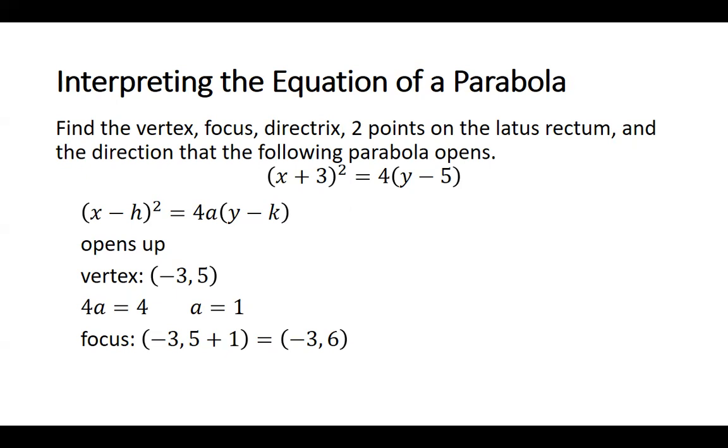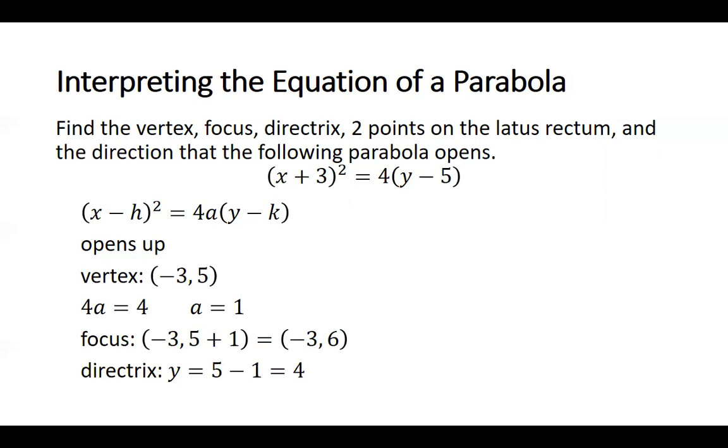So you can think of this as we're really taking little equations and solving for variables along the way. It's just a piece here, a piece there. The directrix is found by taking the y value, so k, and subtracting a. So y is equal to 5 minus 1, or 4. So y is equal to 4 is our directrix.